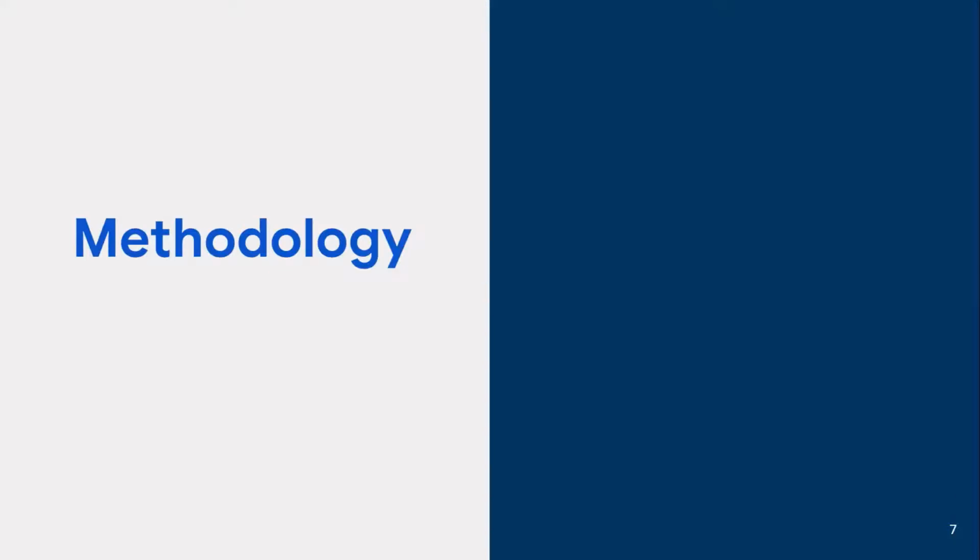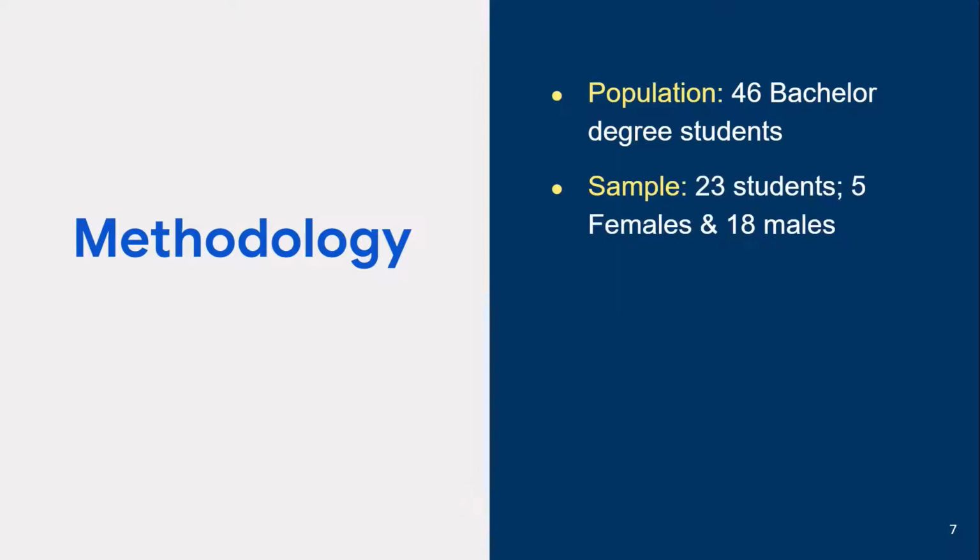In an effort to assess the undergraduate research model, student feedback was gathered via an electronic survey. The population comprised a total of 46 bachelor degree students across a 2-year period, 2017 and 2018. Out of the 46 students, 23 voluntarily participated in the survey. Out of the 23, 5 were females and 18 were males.